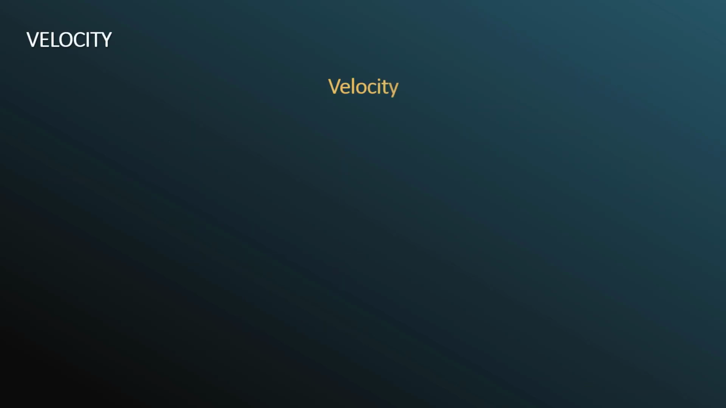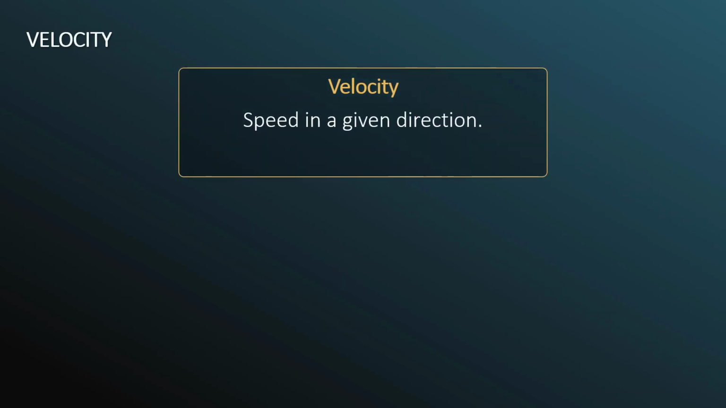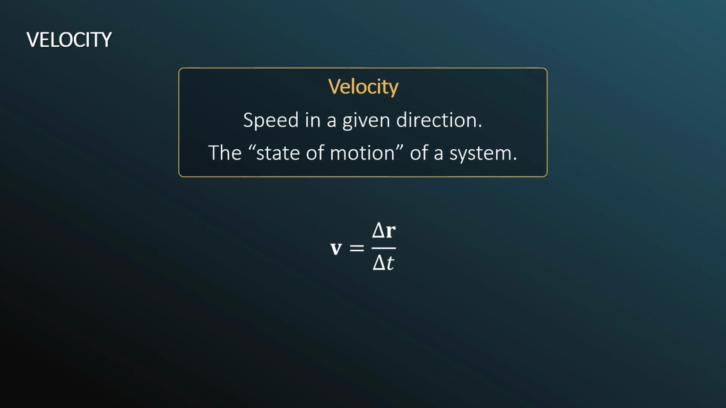Velocity. Velocity is speed in a given direction. It is the state of motion of a system. So notice that I say speed in a given direction. Speed, remember, is a value. So now we're going to have a vector quantity. And so the notation will change a little bit. Notice that now boldface is used. V is now no longer italicized. It is boldface because this is the notation I use to indicate a vector quantity.